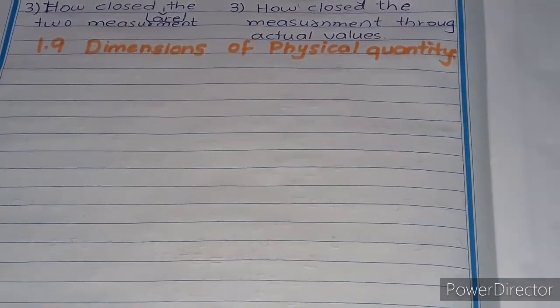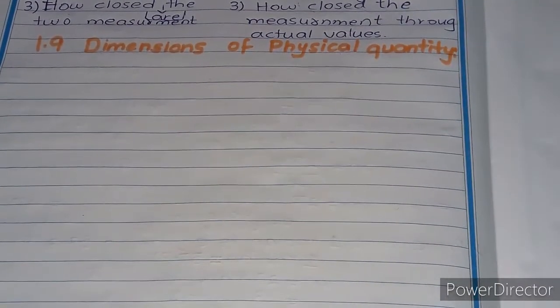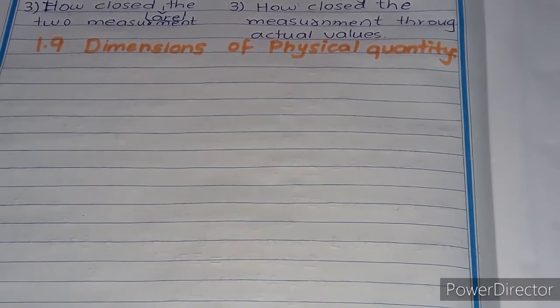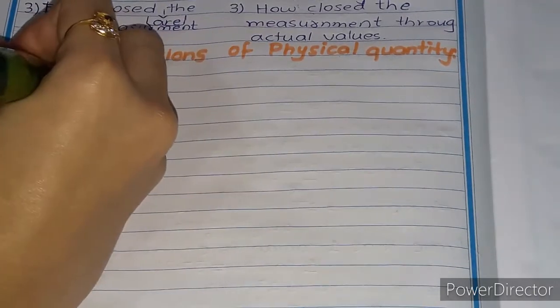Next topic is 1.8 in our reduced syllabus, dimension of physical quantity, which is one of the most important and interesting questions of chapter number 1. So let's start. What is dimension? First I will write the definition.